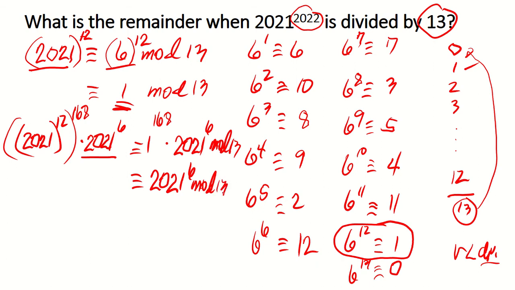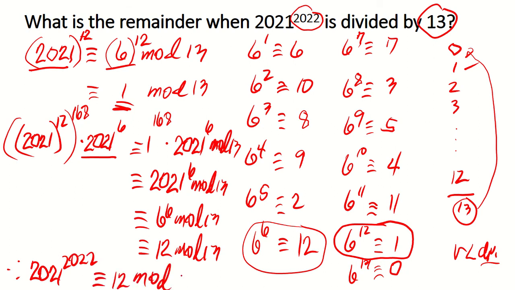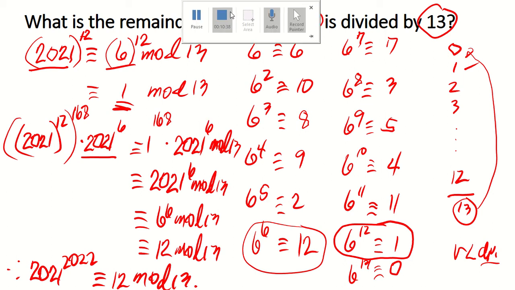Now, 2021 raised to the power of 6 means we raise this 6 to the 6th. So this is equivalent to 6 to the 6 modulo 13, which is congruent also to 12 modulo 13. So, by the transitive property, we can say that 2021 raised to the power of 2022 is congruent to 12 modulo 13. I hope you understood. That's all. So, the remainder is 12.